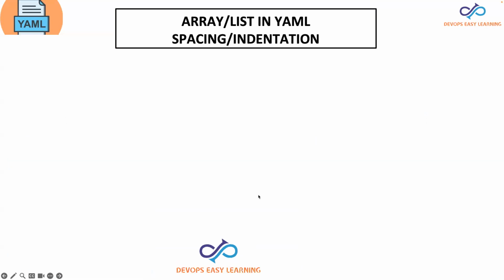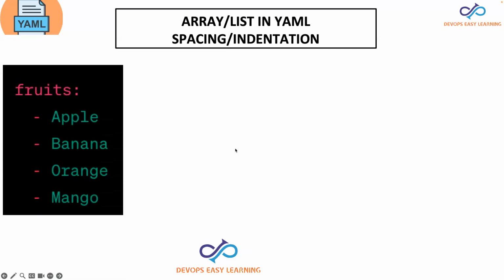Now, spacing and indentation is very important. I will point out a couple of important elements when defining a list, exactly what you need to pay attention to. Now that you know what a list is, let's see how to format the list. Imagine that we have a list of fruit, like we're presenting here, made of apple, banana, orange, and mango.